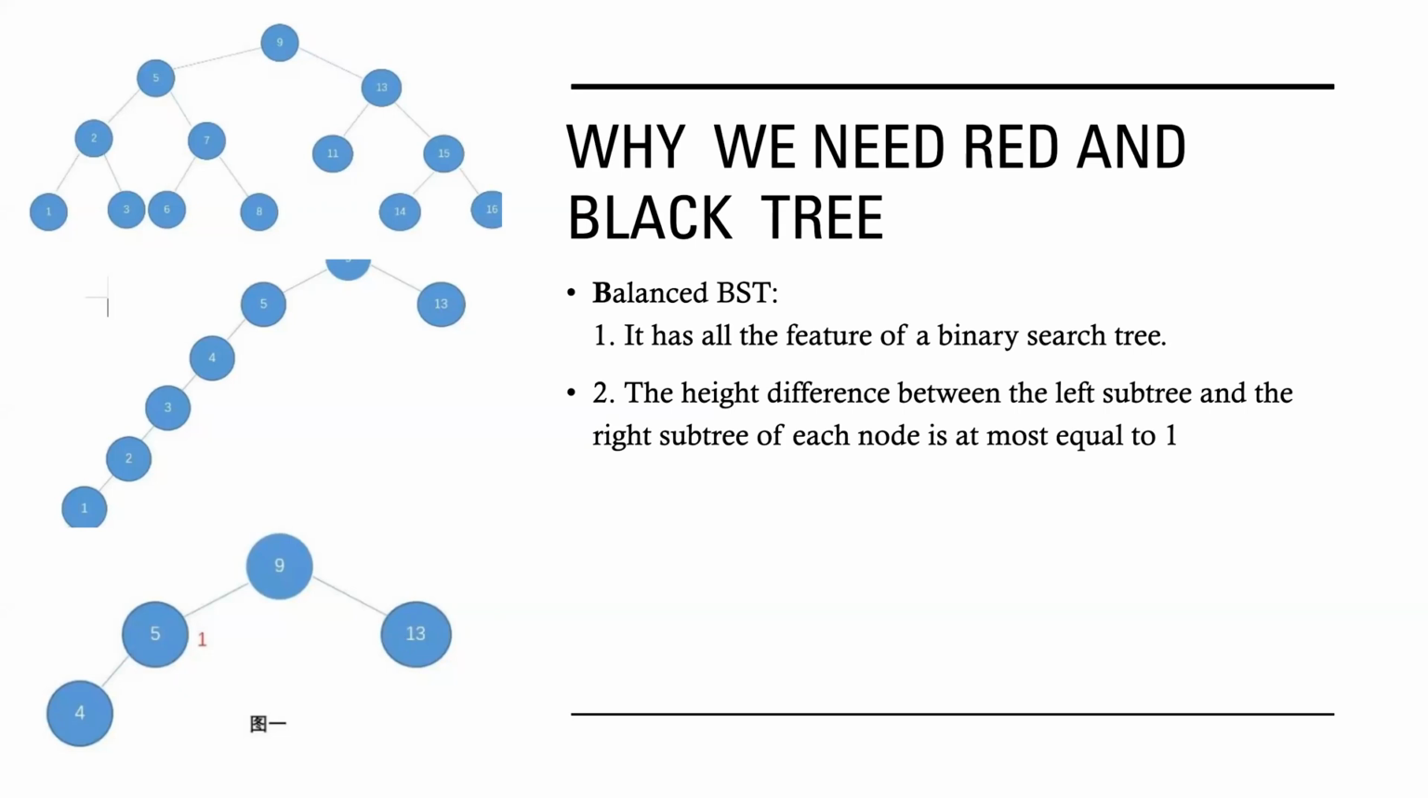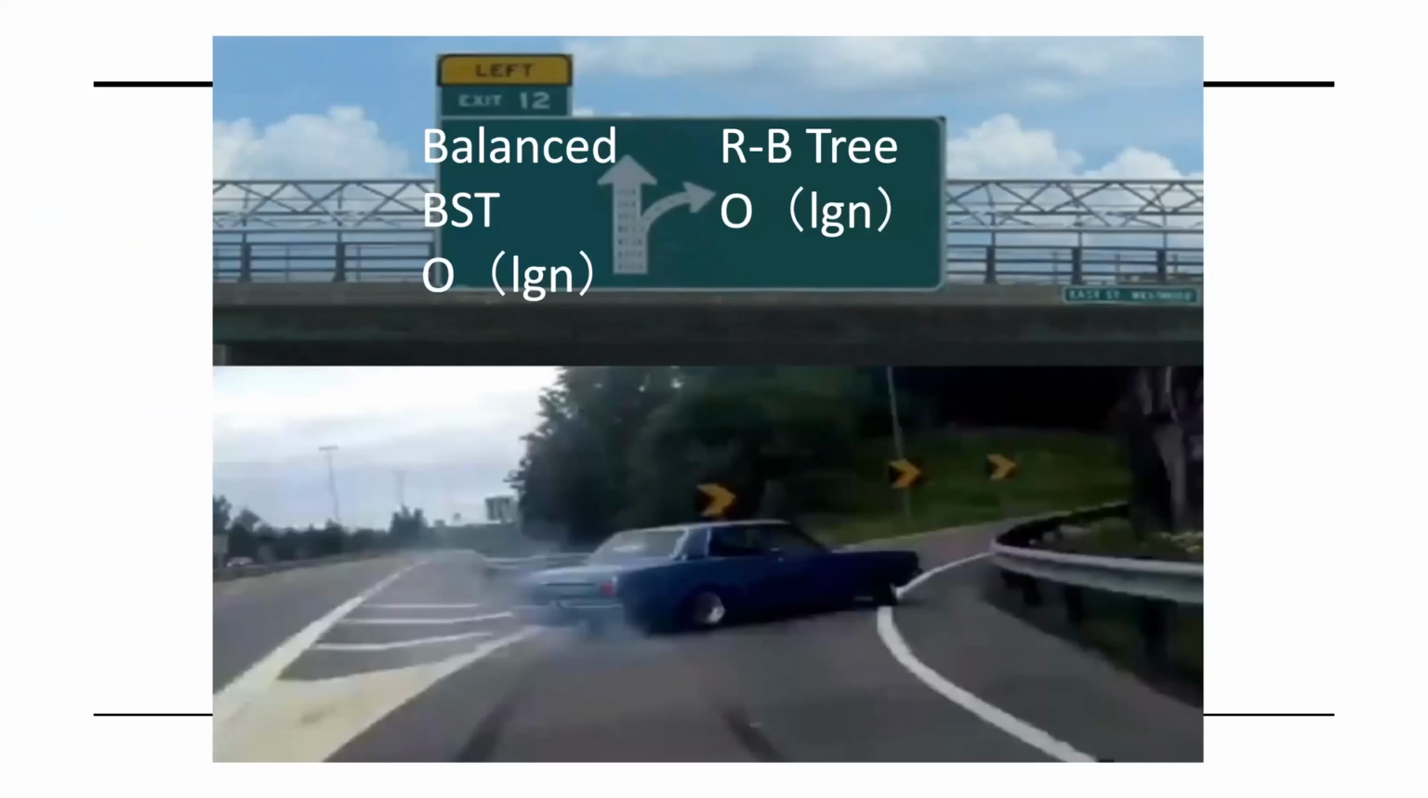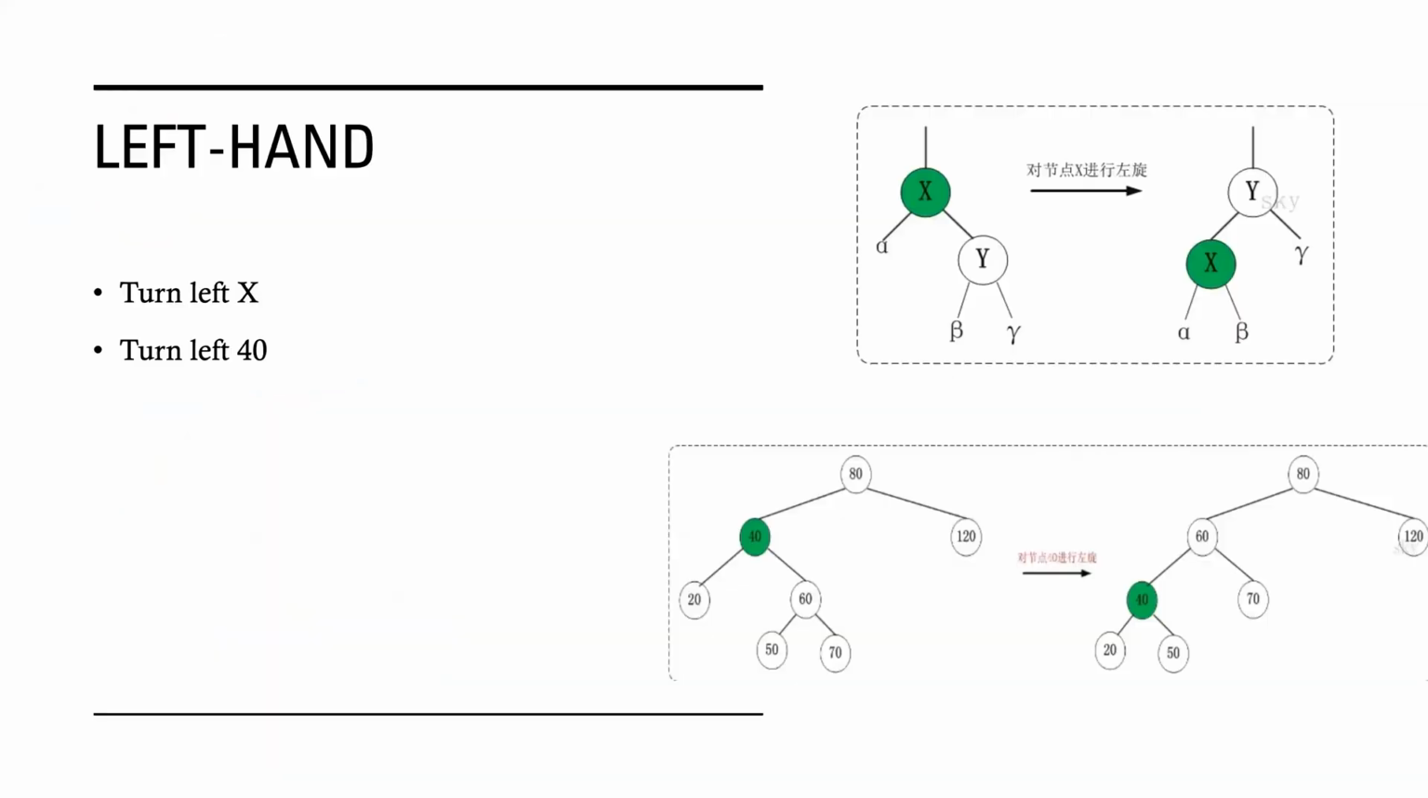But the second rule of the balanced binary search tree is a strict requirement. So it will break the balanced binary search tree structure when we insert or delete a node. That's why we need a red-black tree, because a red-black tree can use left rotate or right rotate to keep its structure balanced.